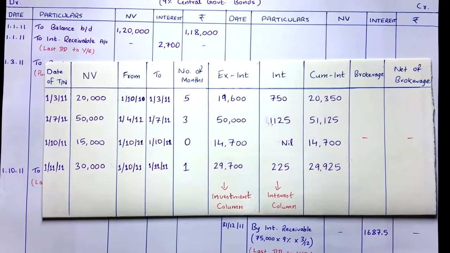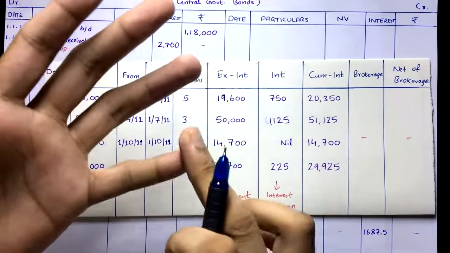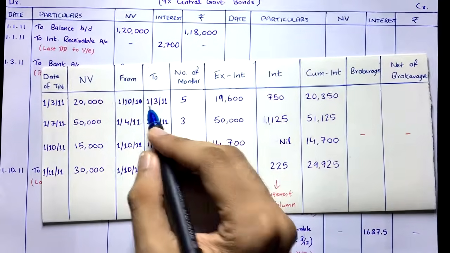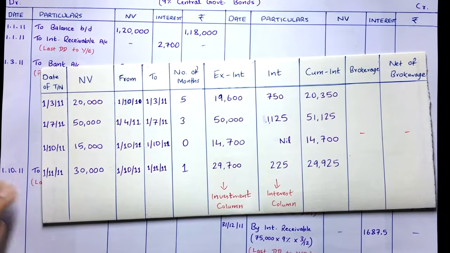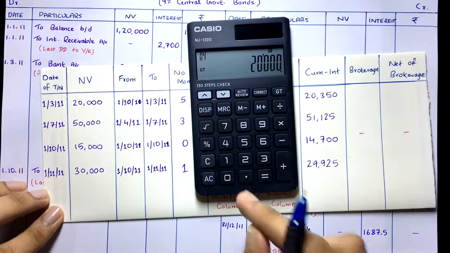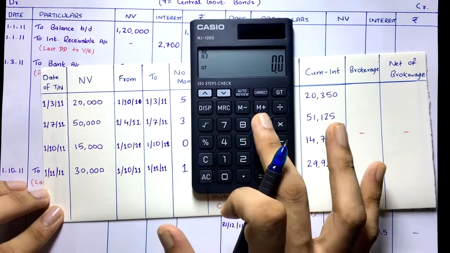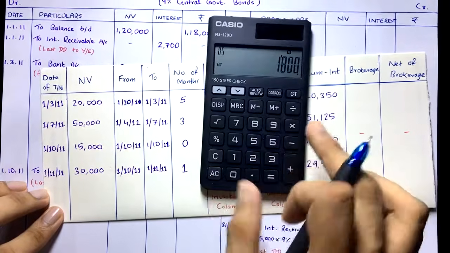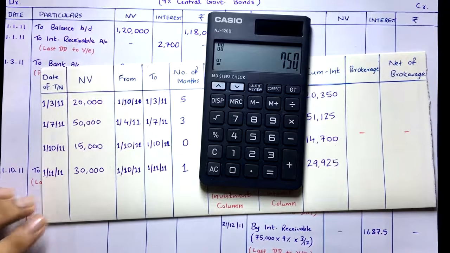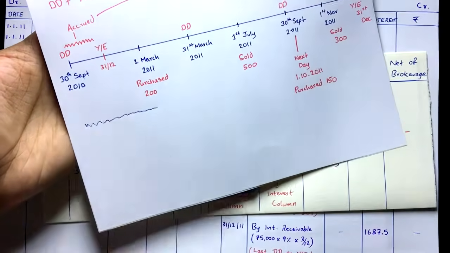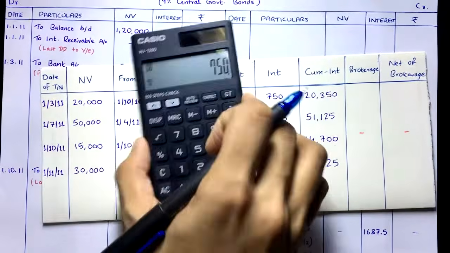So the number of months between that period is how much? October, November, December, January, February. We will not take March, because it's 1st March. So the number of months is 5. You have to calculate the interest on the face value, 20,000, at 9%, for 5 months, so 5 divided by 12. That is equal to 750. So 750 is the accrued interest of this period, which you have to give to the seller.